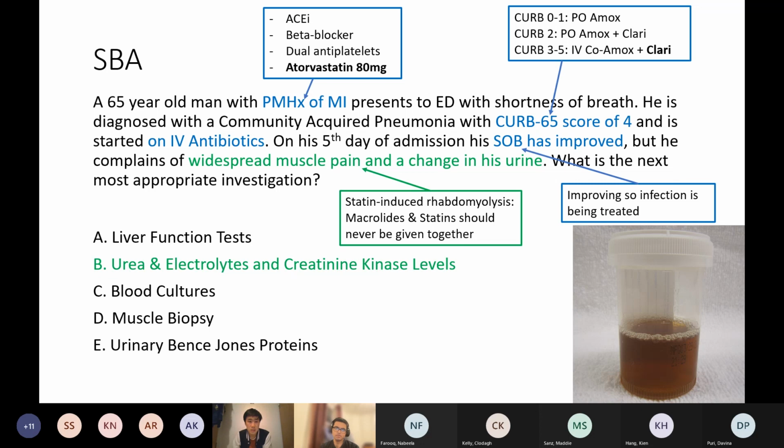Anything to add, Anush? I guess it's briefly worth going over the other results. So you do LFTs if they were jaundiced. Some antibiotics can cause jaundice, but there's no evidence of jaundice here. Muscle biopsy is almost exclusively for if you're worried about an inflammatory myopathy. If you've done Mod B, inflammatory myopathies shouldn't be coming on this acutely and with other stuff going on. Urinary Bence-Jones proteins. Anyone done Mod C? Anyone know what you're testing for there?